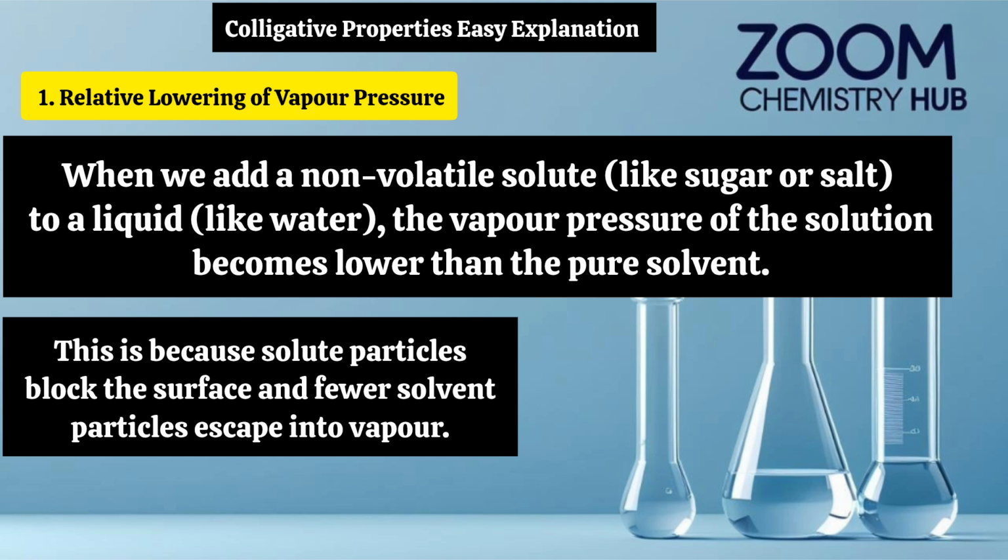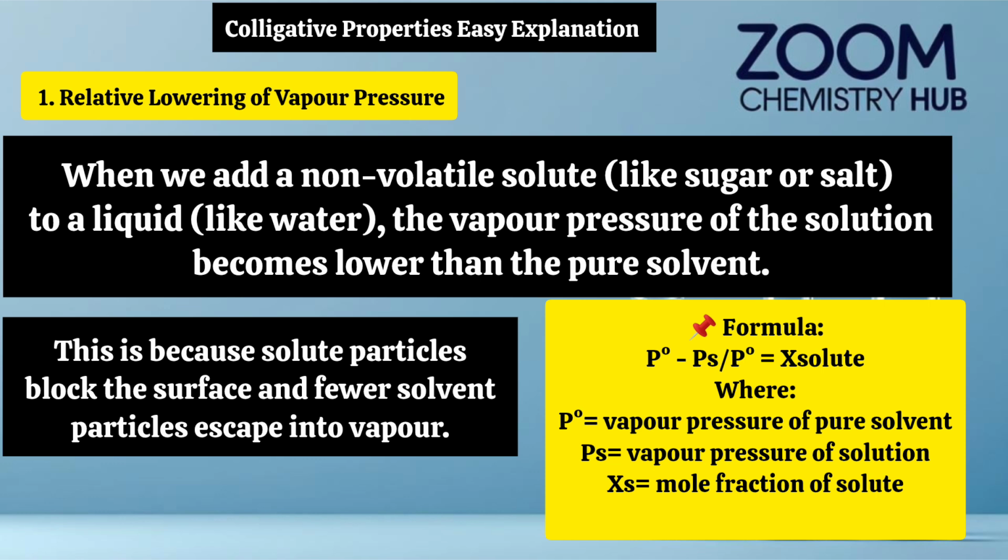The formula for relative lowering of vapor pressure is (P naught minus Ps) divided by P naught is equal to X solute, where P naught is the vapor pressure of the pure solvent, Ps is the vapor pressure of the solution, and X solute is the mole fraction of the solute.